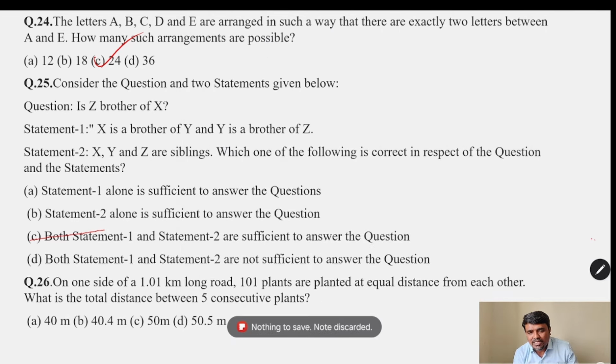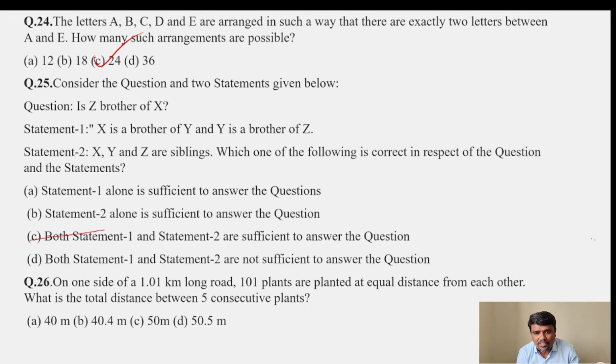Okay, whenever the question is based on blood relation, most of the time the logic is based on gender. So if gender is known, then only you are able to find the answer. Otherwise, it is not possible to get the answer. Both statements are not sufficient to answer the question.